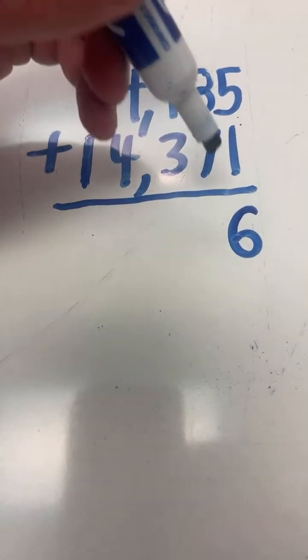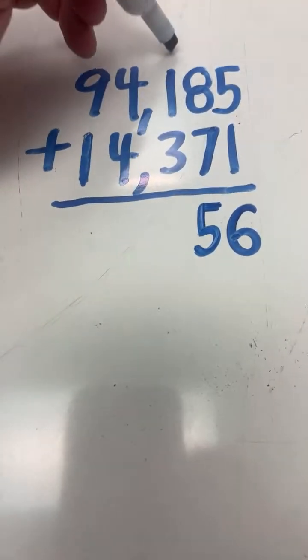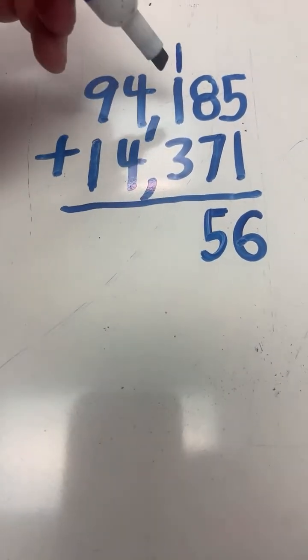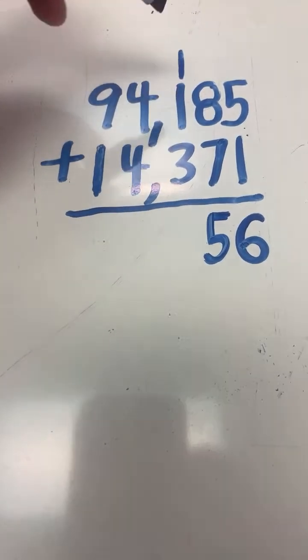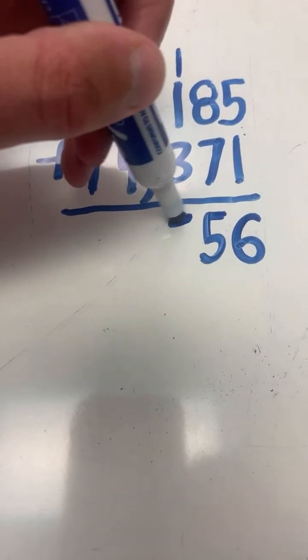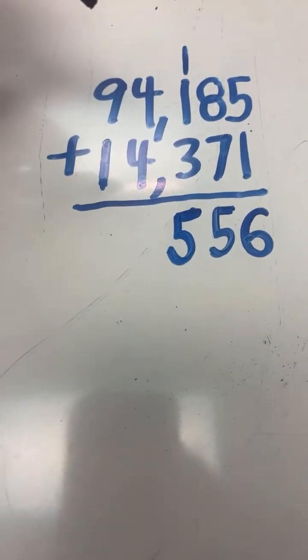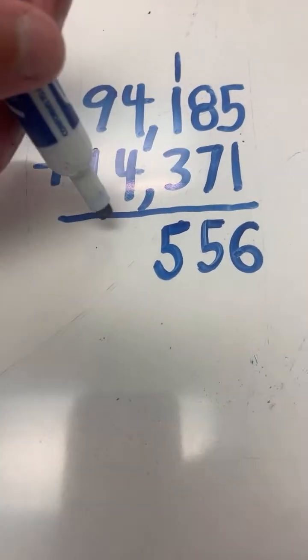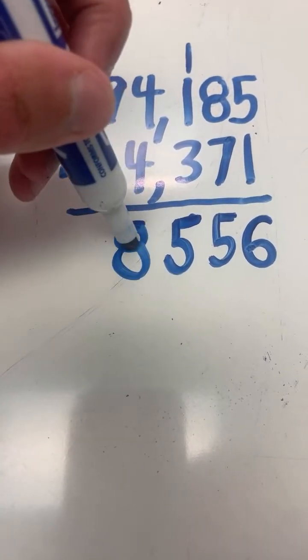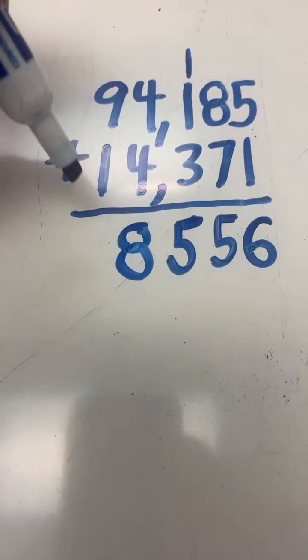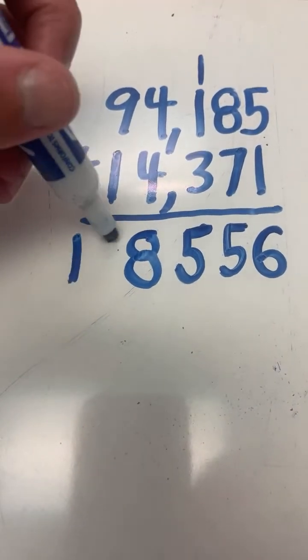8 plus 7 equals 15. 5, carry the 1. 1 plus 3 equals 4, plus 1 equals 5. We have to remember to add the one that we carried over. 4 plus 4 equals 8. 9 plus 1 equals 10.